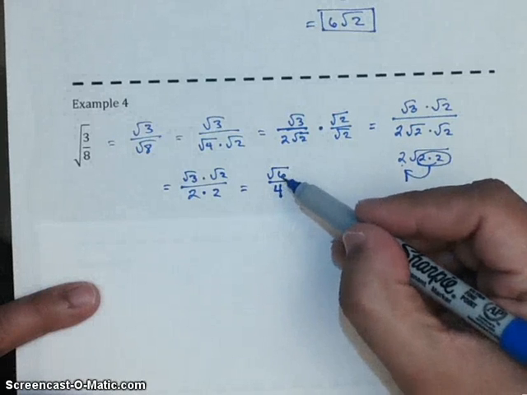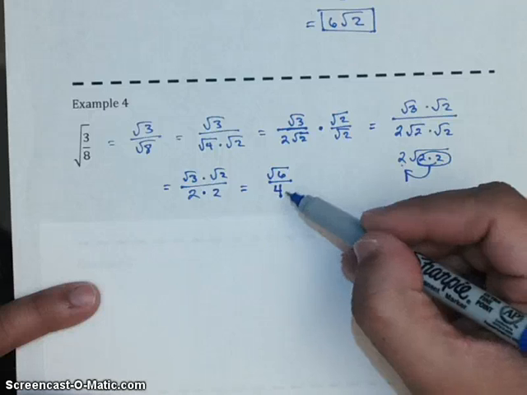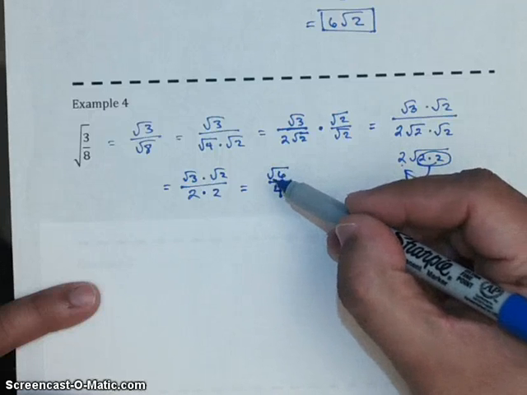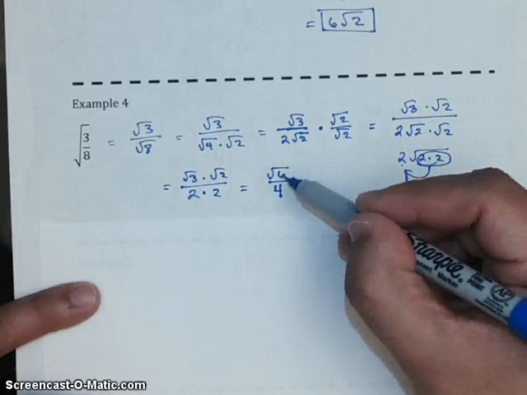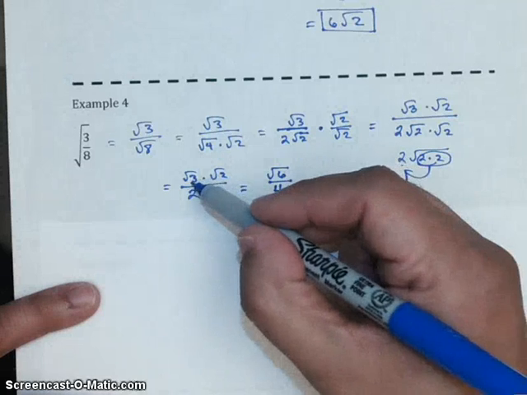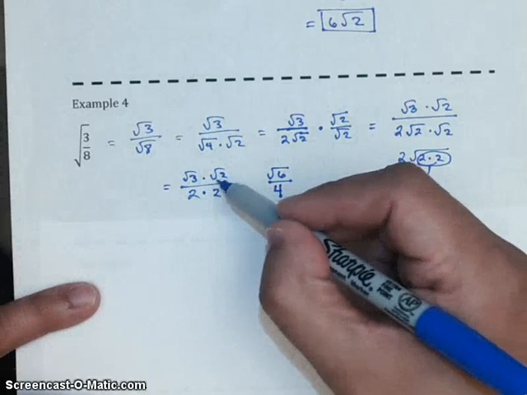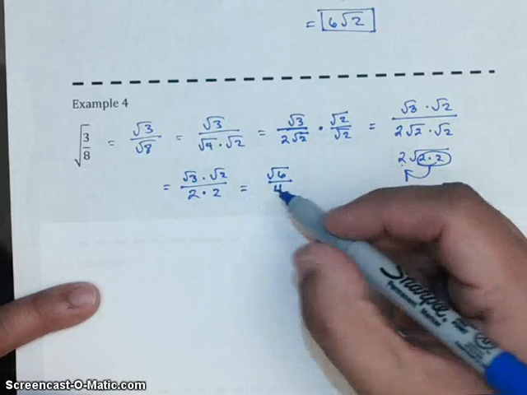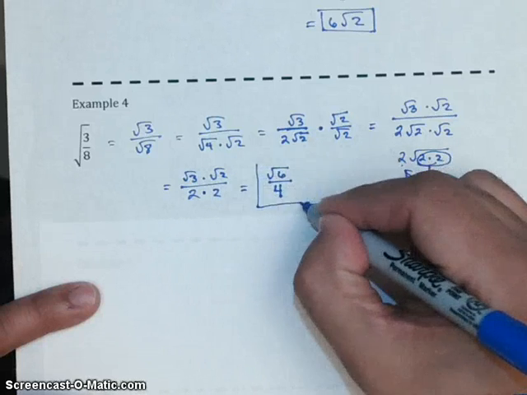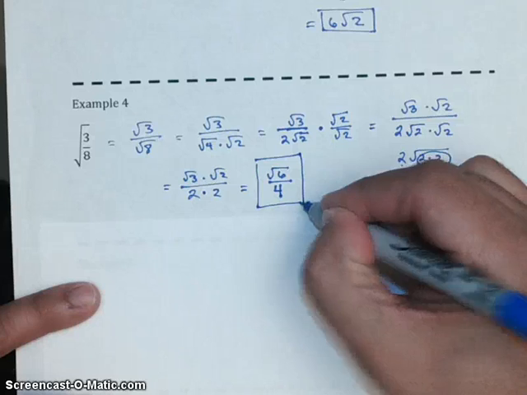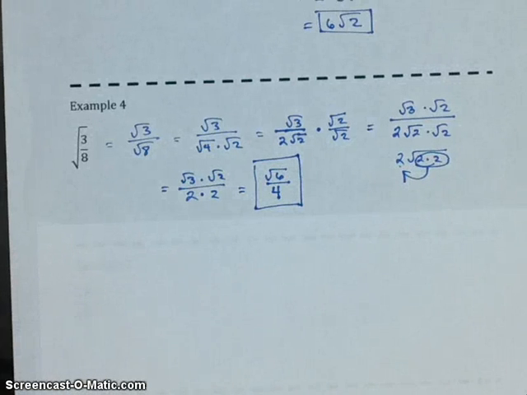Okay. Now we have no more radicals in the denominator. The only radical we have is square root of 6. But if we factor that, that's the 3 and the 2, and both of those are prime. That's not going to create any pairs. So that tells me I'm done, and this is my answer: square root of 6 over 4.